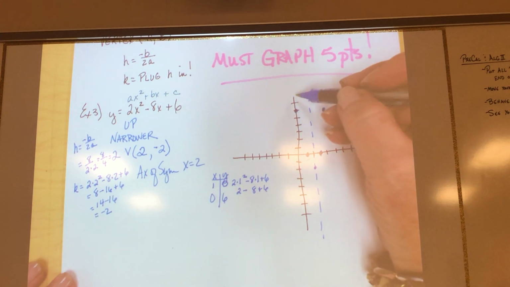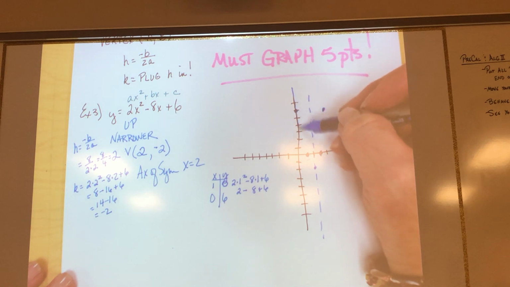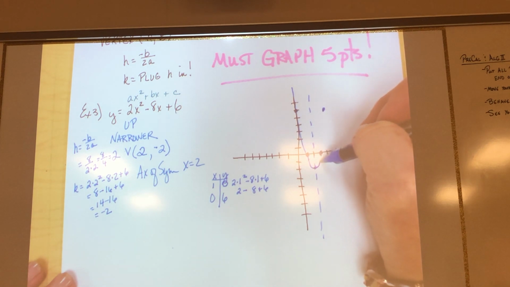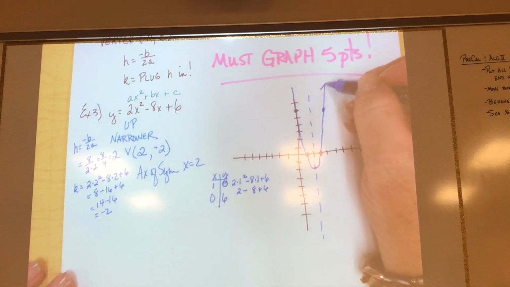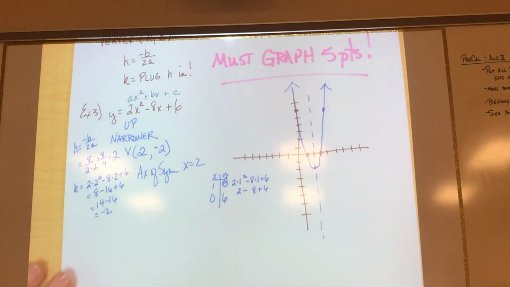And here is my curve. And it is a curve. Please don't make it with pointed, sharp, straight sides. It doesn't. It's a curve. Does it have 5 points on it?